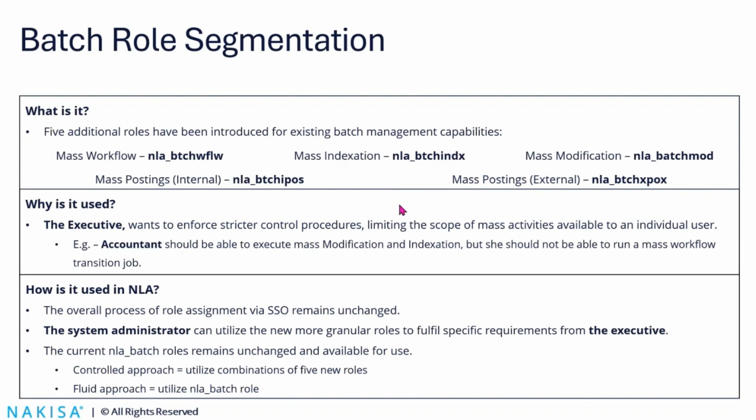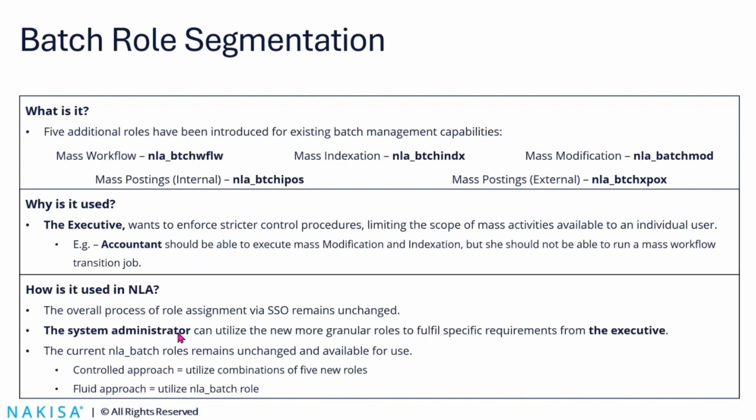So all this was combined into one batch role before, and now we have given the option for segregation of duties, more control. If the executive wants to enforce stricter control of procedures and limit the scope of mass activities to one individual, this feature has given the option to bring the segregation of duties a level up, whereby every single mass modification job can be split between the different users in the team. So how is it used?